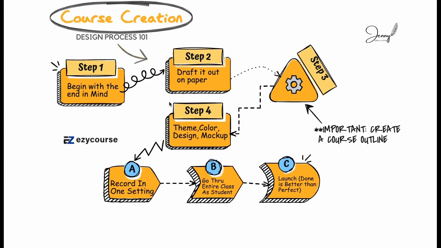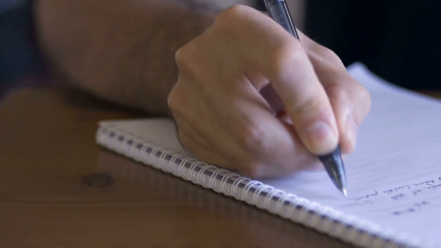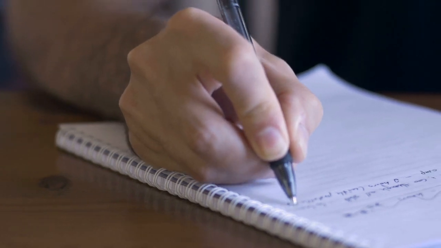I still have some courses I want to do, but I'm going to talk about that in step number 4. Number 4 is very critical, so we're going to get there as we move forward. But step number 2 here is draft it out on paper, just plain paper.